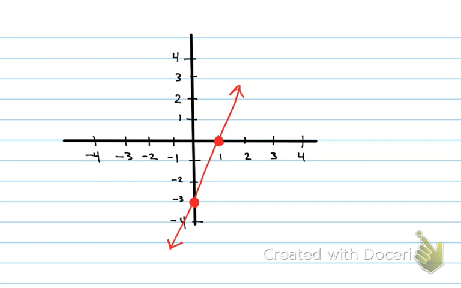So, how can I figure out my slope? I need slope to write my equation. Rise over run. 1, 2, 3. And what's my run? 1. So y equals 3 over 1x, or just 3x. And then how do I know my y-intercept? Where does the line cross the y-axis?